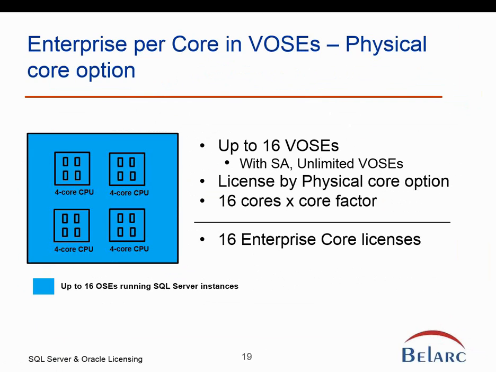And so what you have here is if you're going to do it by the physical core option, then you do the same computation as the previous ones. There are 16 cores in the physical server. Therefore, you need to get 16 core licenses. What that entitles you to is to run up to 16 VOSEs. So if you do it by the physical, you might run 8 VOSEs, you might run 5, you might run 11. You can do up to 16, but not more than 16 unless you have software assurance.